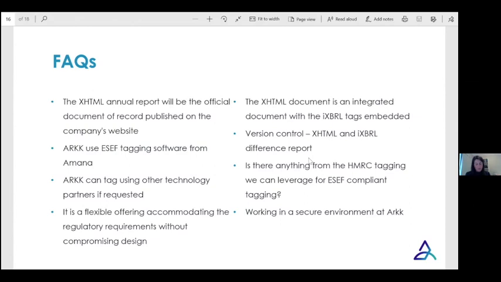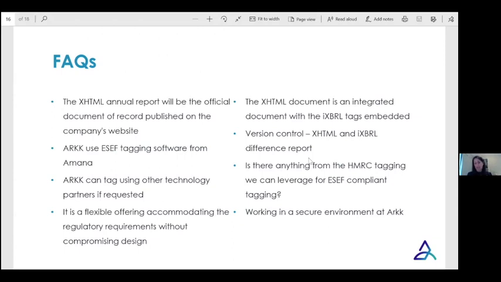So what we really aim to do is produce a flexible offering that accommodates all the regulatory requirements, but still produces a great design document. So as you can see from Mary's demonstration, when you look at that inline viewer document where you can see all the tags, it effectively looks like the PDF to the human eye. So it's a very good replica of the PDF.